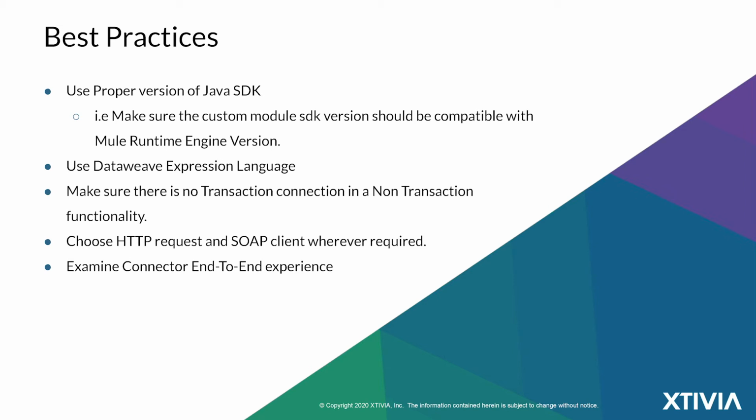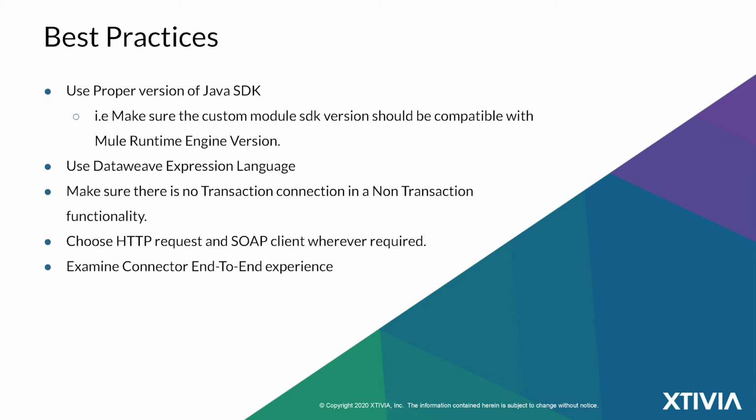Next is the DataWeave expression language. We have to use the proper DataWeave expression language. We have different versions here as well, 1.1, 1.0, 2.0. Mule 3, for example, will support the 1.0 version, but Mule 4 supports the 2.0 version. So when you're working with Mule 3, you have to use 1.0, and when you're working with Mule 4, you have to use 2.0. The next best practice is to make sure there's no transaction connection when you're doing a non-transaction functionality.